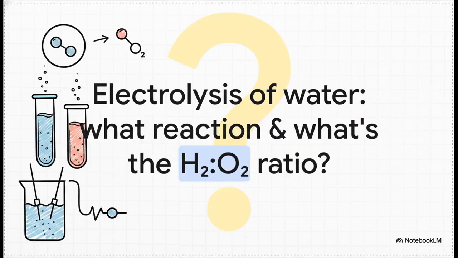Great job. All right, question number 2. You run electricity through water, a process called electrolysis, and it splits into hydrogen and oxygen gas. What type of reaction is that? And for bonus points, what's the ratio of hydrogen to oxygen gas that you end up with?